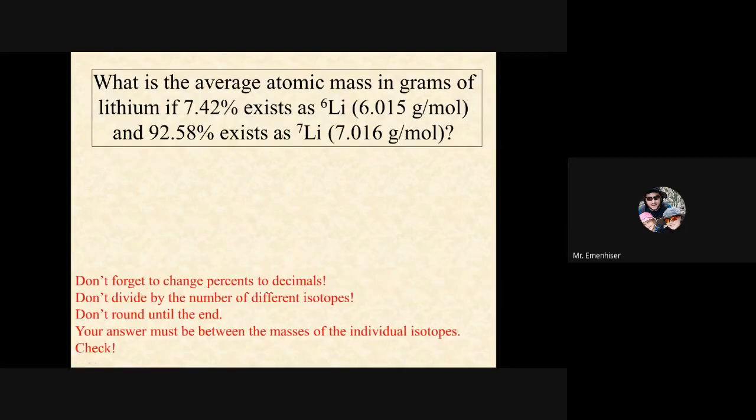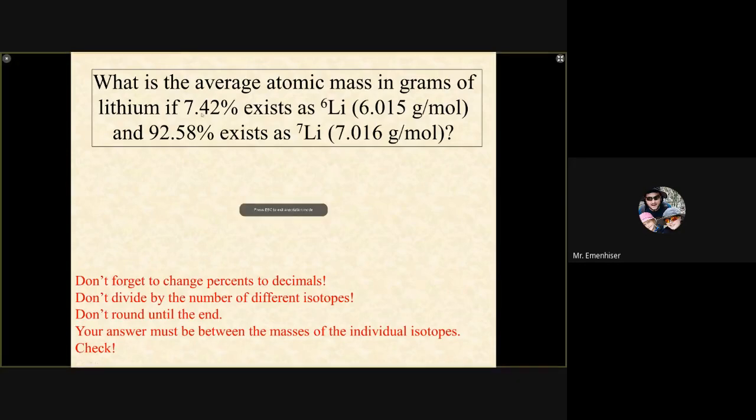All right, we did this one. What is the average atomic mass in grams of lithium? If 7.42% is lithium-6 with this mass, and this doesn't matter right here, but we need the percentage. We divide that by 100. And what I do, guys, is I actually just grab that decimal and I slide it 2 places to the left, and that'll change it to a percent. So that's 0.0742, right? Plug this in the calculator.